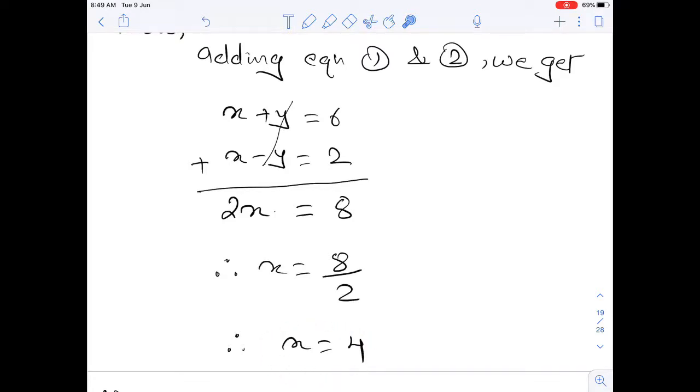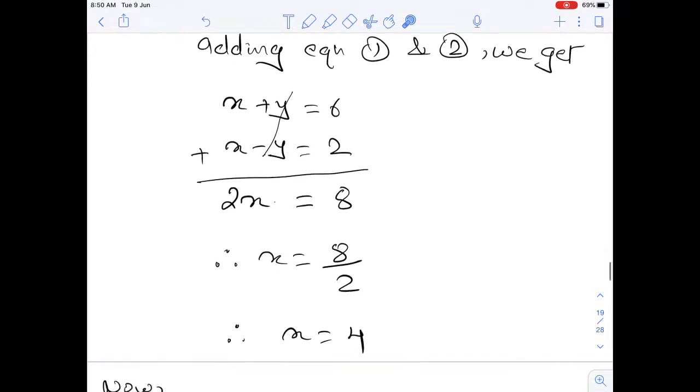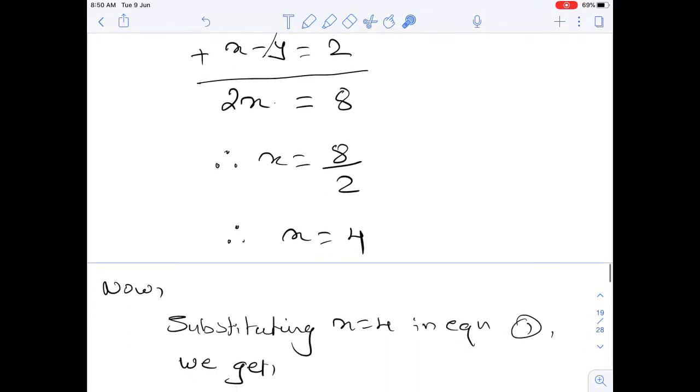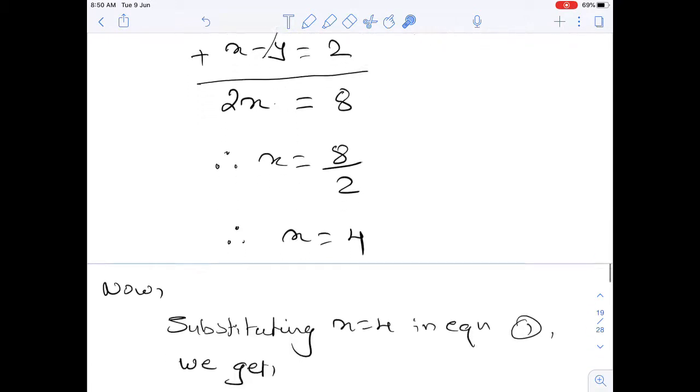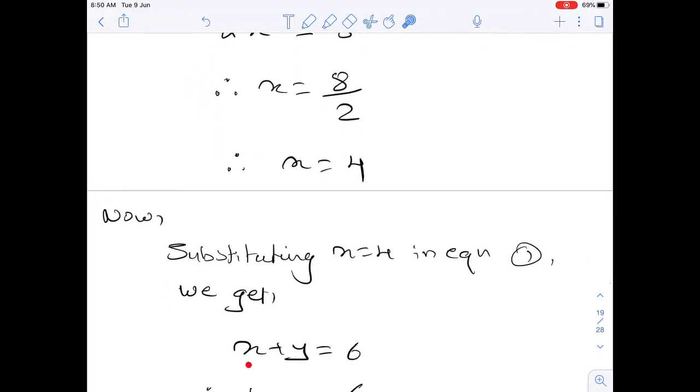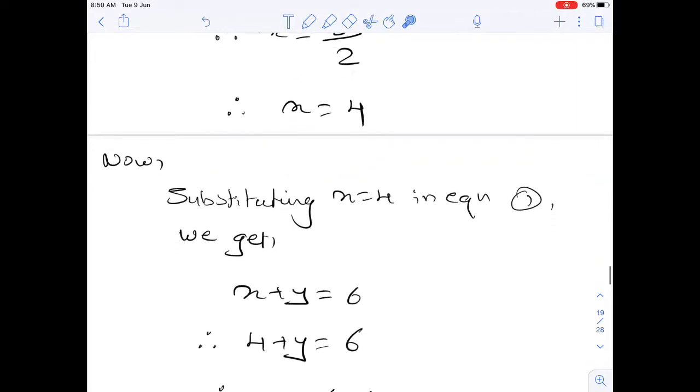Now we will put this value of x equals 4 in any one of these equations. Either you can put it in equation number 1 or in equation number 2, whichever is easy for us. Right now we will substitute x equals 4 in equation number 1. Remember, equation number 1 is x plus y equals 6. When you put the value of x here, you will get 4 plus y equals 6.